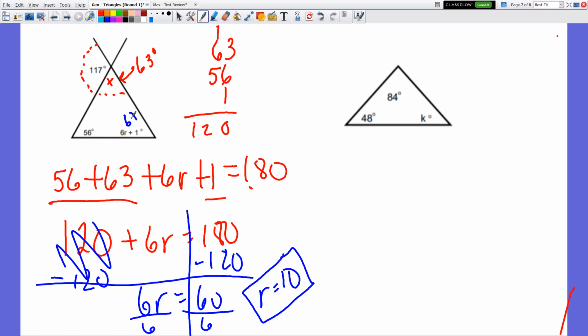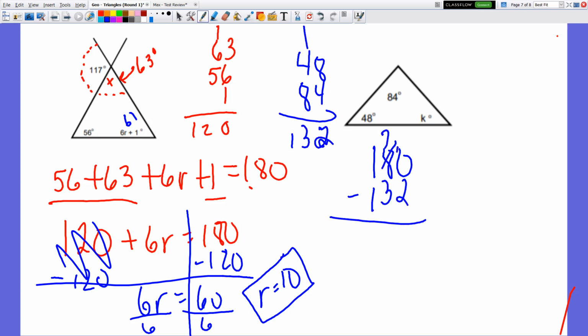Dang! That's like double check times 2. Wait. Yeah, something like that. 48 and 84. You said add these up. Subtract from 180. 48, 84. Wow, that was supposed to be a 2. 132.